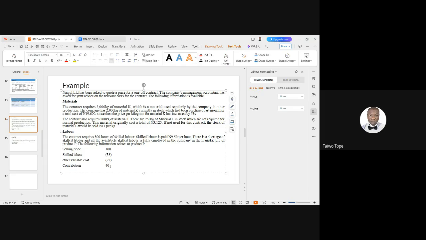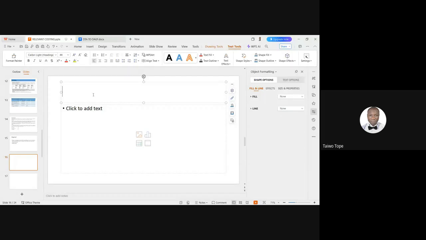Solution. So we have it as this. That we should prepare a calculation showing the total relevant costs for making the decision.